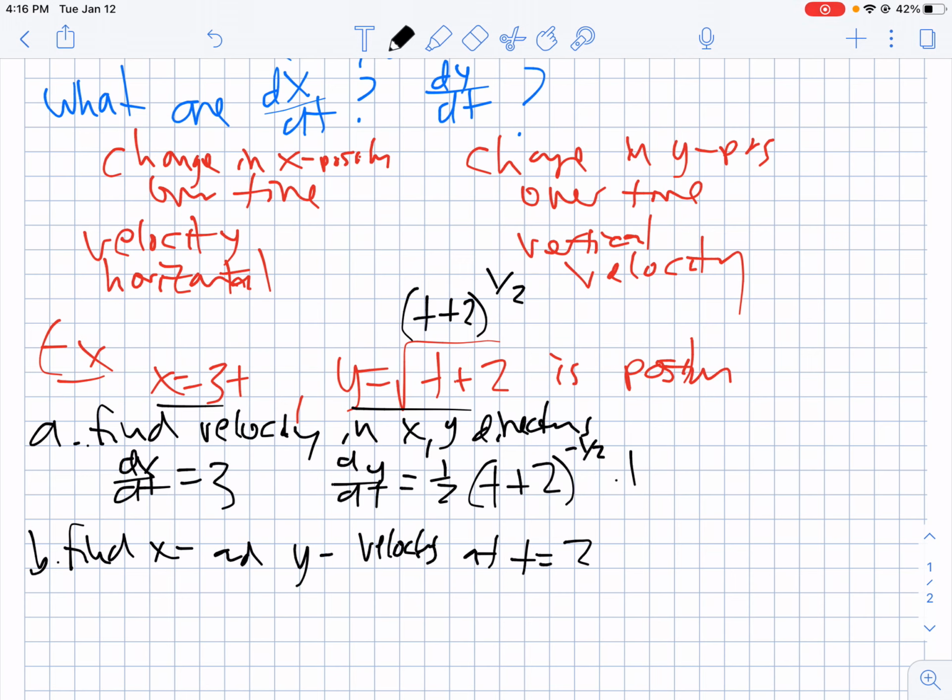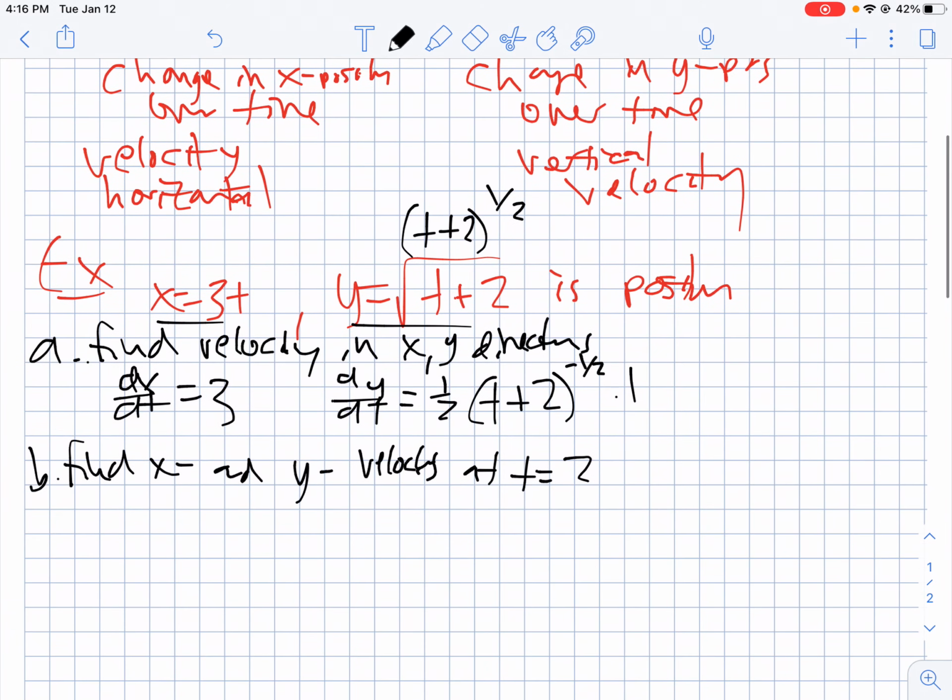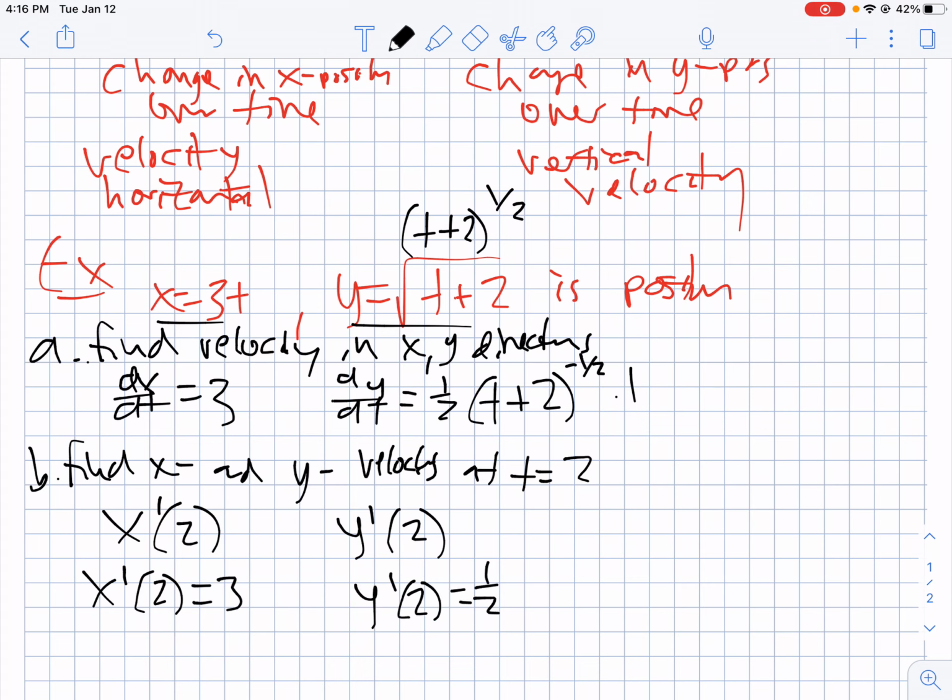Okay, so when I want to find the x and the y velocity at 2, we're saying, okay, what is x prime of 2, and what is y prime of 2? Well, x prime of anything, of course, in this case is just 3, and then y prime of 2 would be 1/2 times 4 to the negative 1/2, which would be 1/2 times 1 over the square root of 4, which is 1/4. Okay, so that's your x velocity, and that's your y velocity right there.